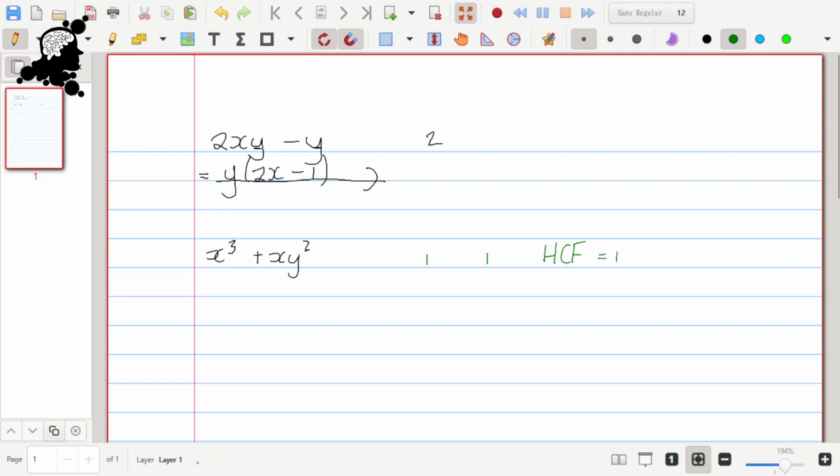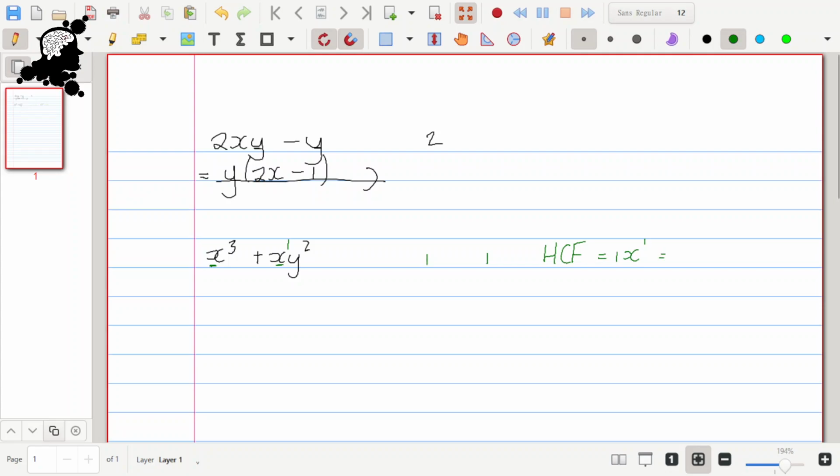Now let's check the variables. I've got x cubed in my first expression. I've got x in my second expression. This is x to the power 1. Now, we said in the notes, whenever we've got a common variable with different exponents, we take the lowest exponent as part of the highest common factor. So always remember, lowest exponent forms part of highest common factor. In this case, 1 is smaller than 3, so I'm going to have x to the power 1, which is x, being part of my highest common factor.